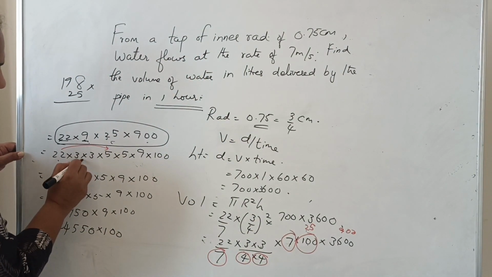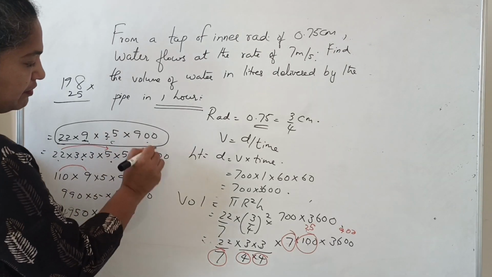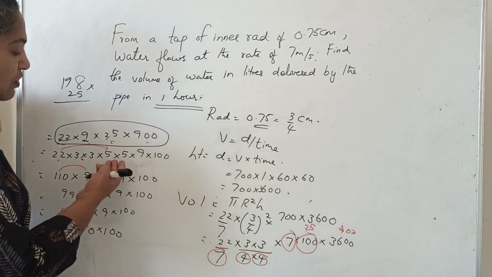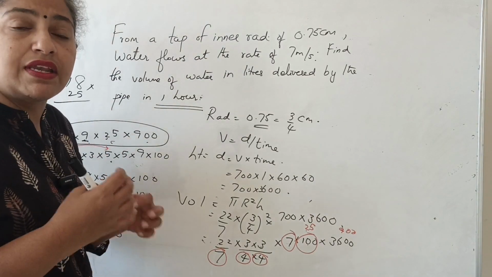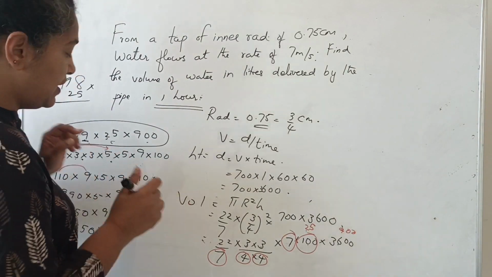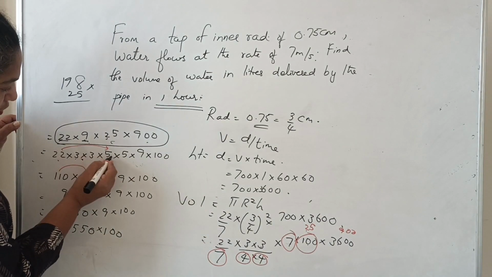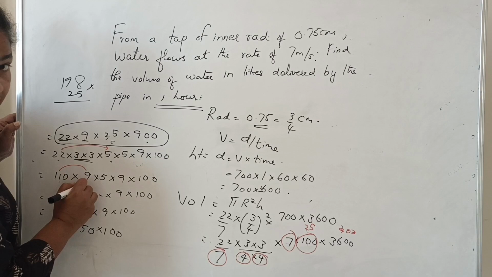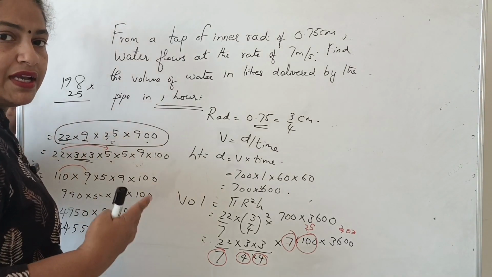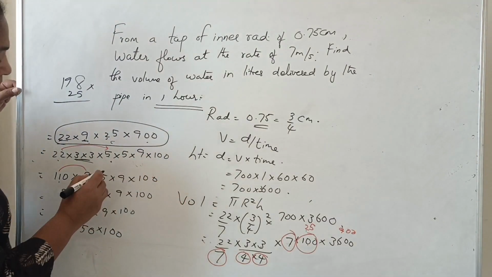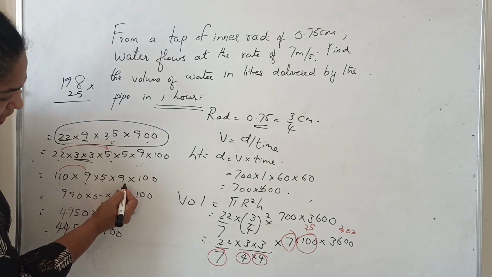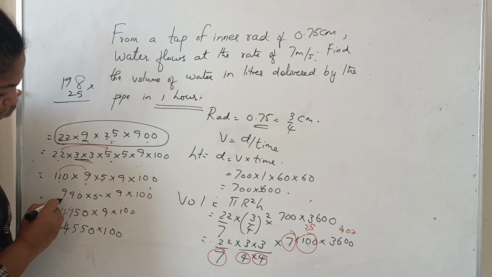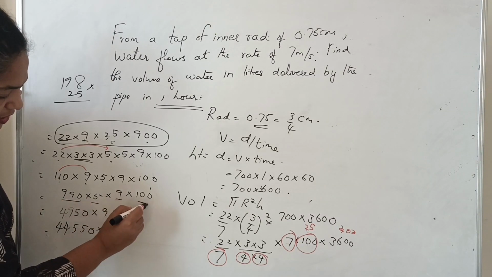22 into 9 is 3 into 3, 25 is 5 into 5, and 900 is 9 into 100. The reason I am doing it is because I want to bring in as many 5s and as many zeros as possible. Okay. Now, 22 and 5 I have multiplied, I get 110. 3 3s, I again keep it as 9 because I see that even if I keep it as 9 or 3 into 3, it won't make a difference. I return the 5, then I have a 9 and then I have 100. Then this 110 and the 9 I multiply. So I get 990 into 5 into 9 into 100.